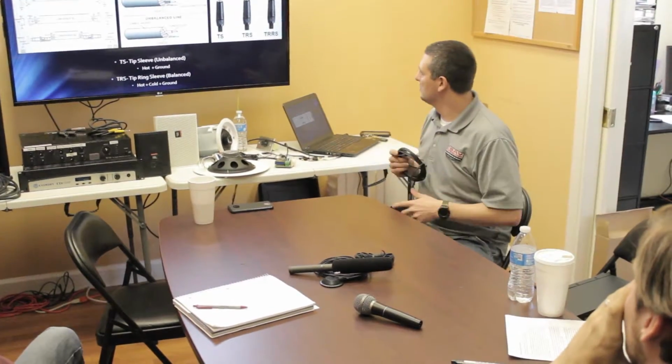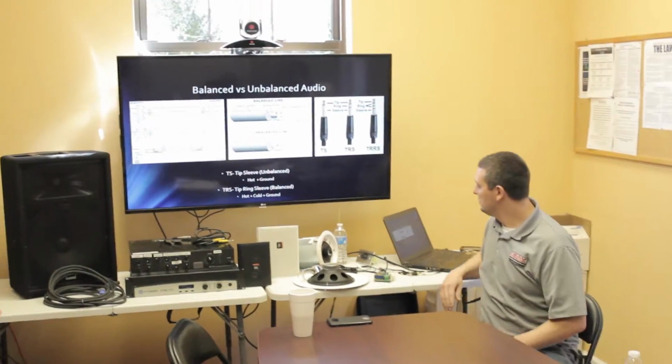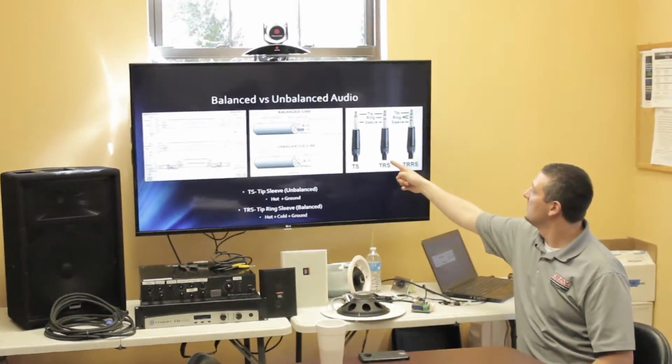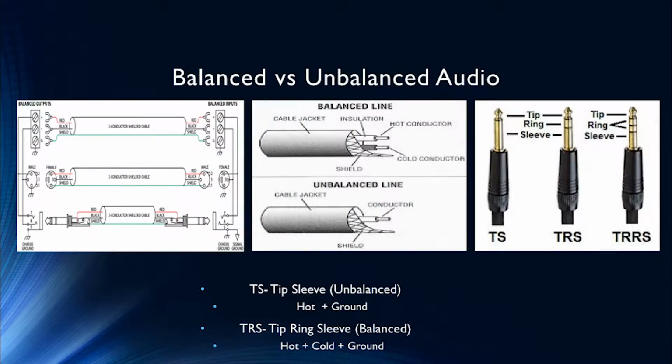I think we kind of went over that, but this would be a TS cable, and then you've got TRS, and then TRRS we don't really use, but that would be kind of like if you look at your phone, which has an additional microphone, like your headphone jack, that'll have 3 instead of 2.